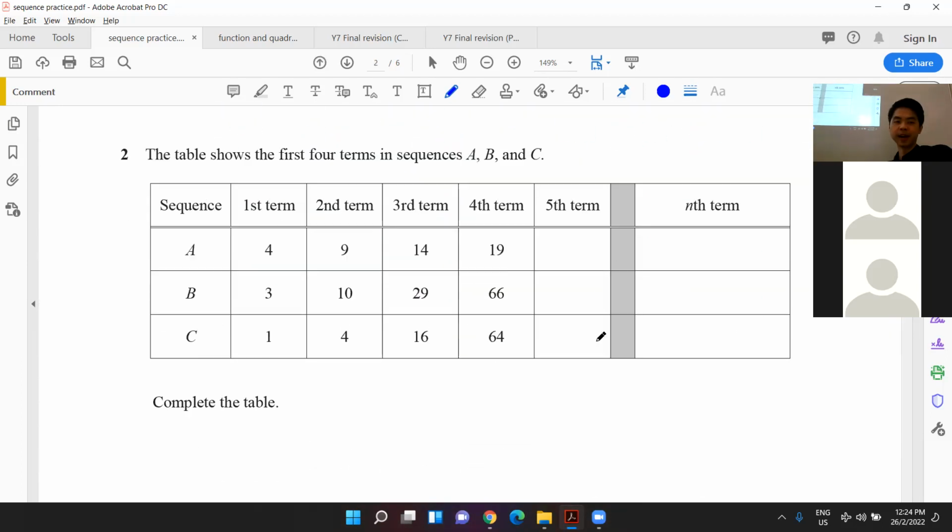Okay, all right. But anyway, I want you guys to try this second question on your own. First, they're asking you to complete the table, right? So find the 5th term and then find the nth term. Question number 2. So this is actually an arithmetic, this is a quadratic, and this is a geometric. Try and see if you guys can do this properly or not on your own.